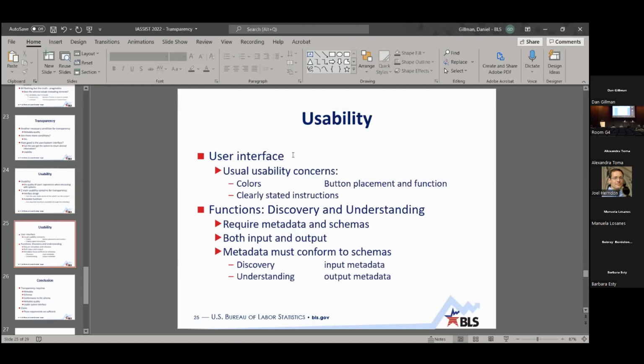User interface concerns might include color, button placement, and clearly stated instructions, but we also have to have the right functions. If we want to build in discovery and understanding, we need to have those functions available to us. And what that requires is that we have metadata and schemas for both the input and output. For discovery, we have both input and output because we're putting in criteria that we want to search for and hope that the information that comes out is relevant. And then for understanding, we need the system to provide information that allows us to understand what we're looking for.